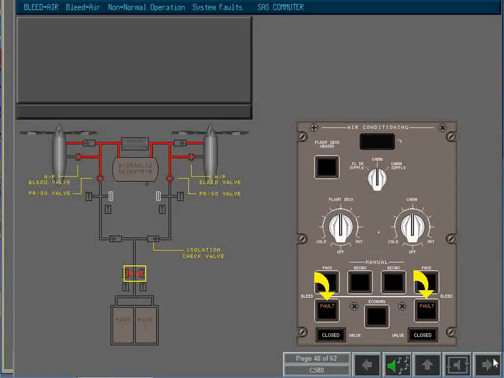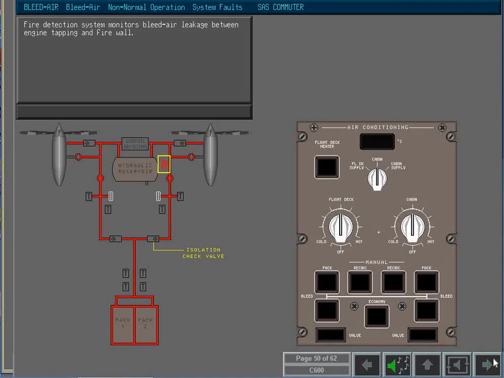Both pressure-regulating shut-off valves close if the leakage of bleed air is detected around the common duct to the air conditioning packs, and a fault annunciation is presented on both bleed push buttons together with a level 2 alert. A fire detection system monitors any leakage of bleed air in the duct between the engine tapping and the fire wall. If the leakage is substantial, it activates the fire detection system and a fire warning is presented.